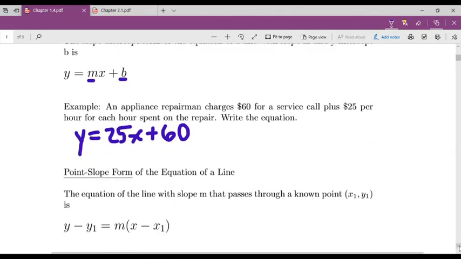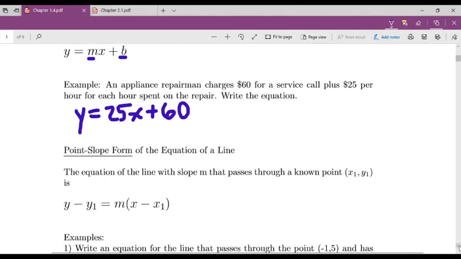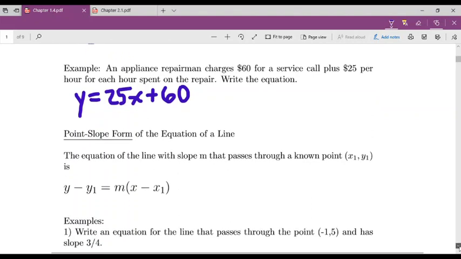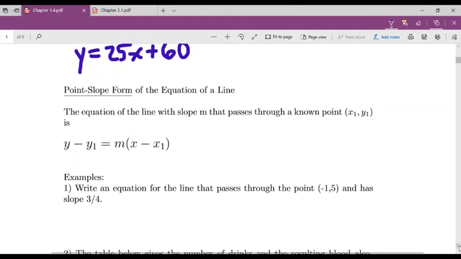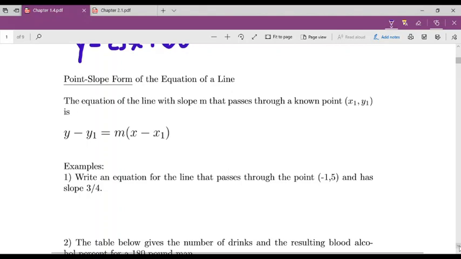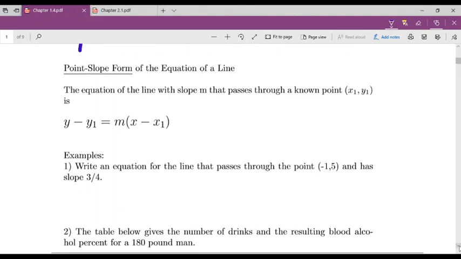Let's look at the point and slope form. So this is another equation that's used sometimes, where essentially you can get a point and the slope and you can come up with the equation of the line. So the point slope form of the equation of the line. The equation of the line with slope m that passes through a known point x1, y1 is y minus y1 equals m times x minus x1.